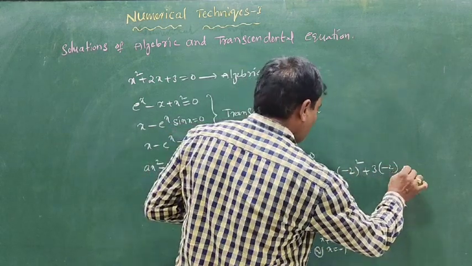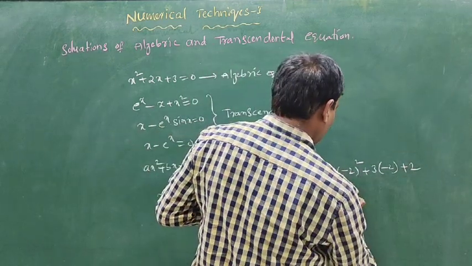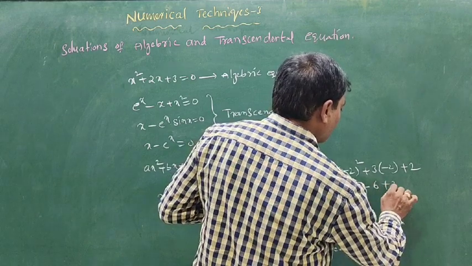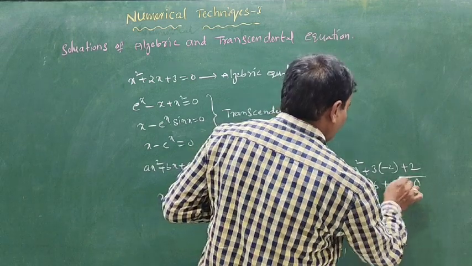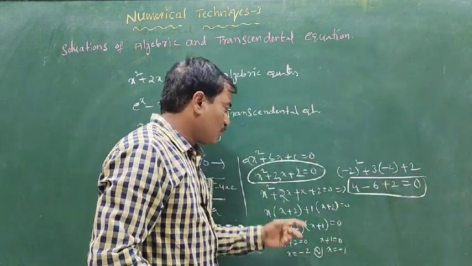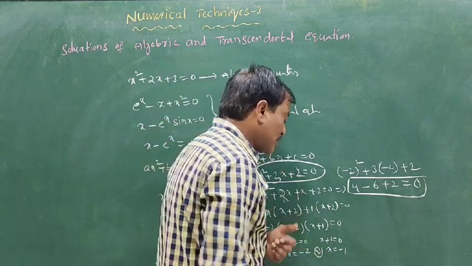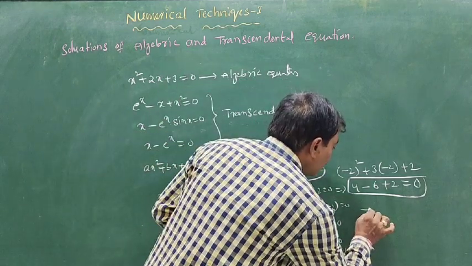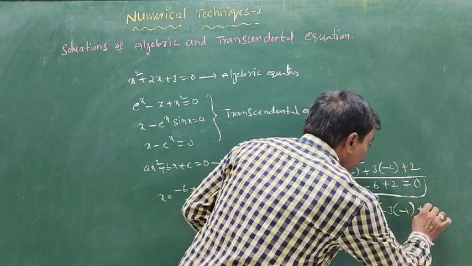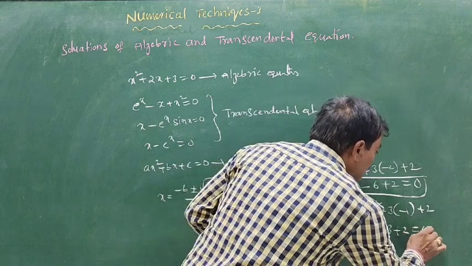plus 2. So this implies 4 minus 6 plus 2. So finally this value equals 0. Means when we substitute x equal to minus 2, this value becomes 0. And when we substitute x equal to minus 1, what happens? Minus 1 square, 3 of minus 1 plus 2. So 1 minus 3 plus 2. So finally this is 0.